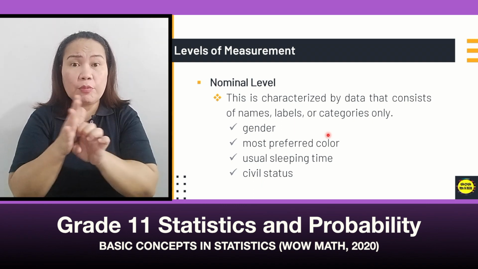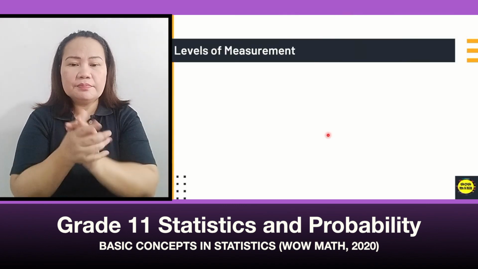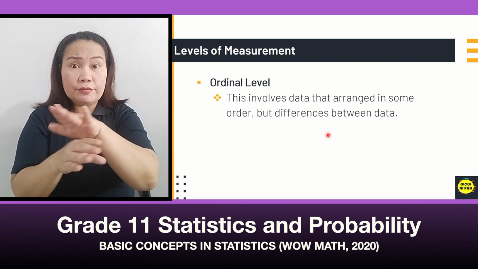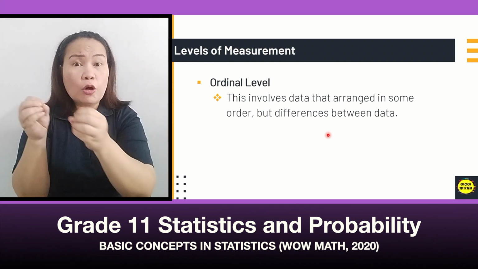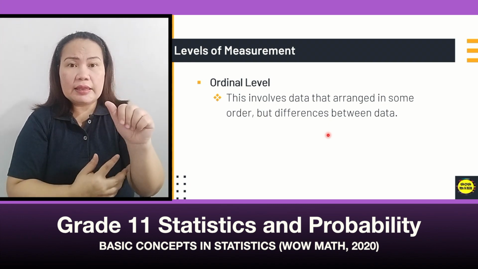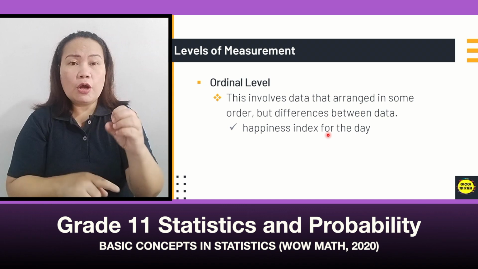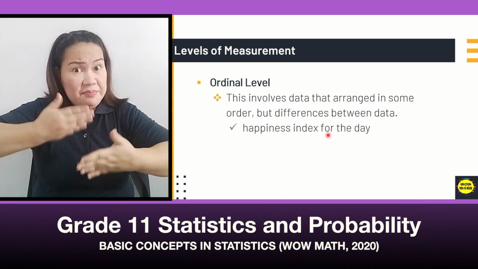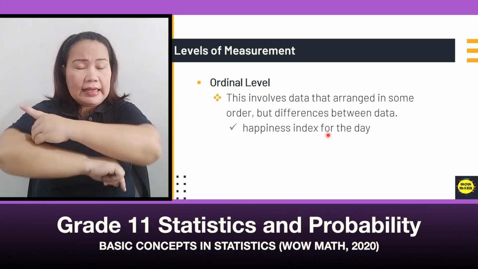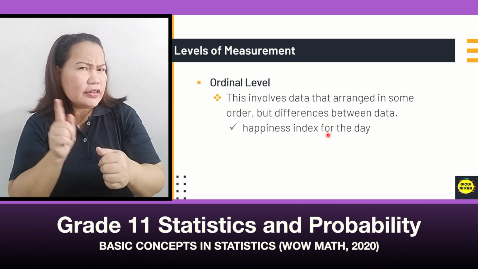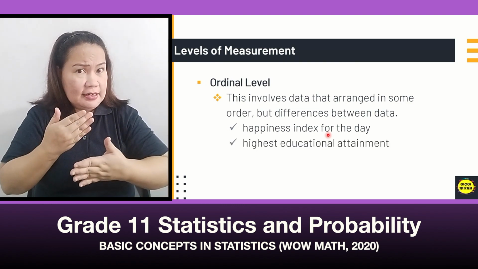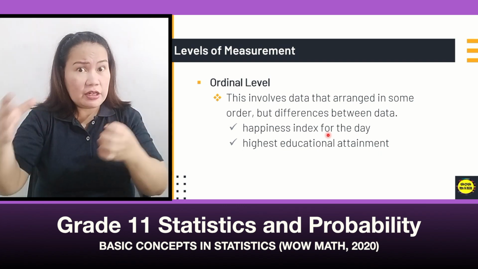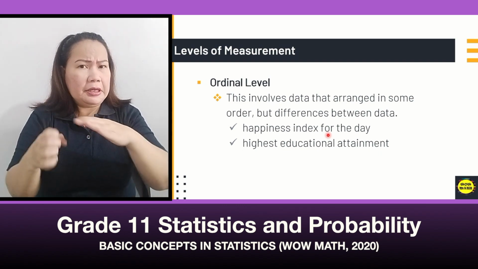Okay, another is the ordinal level. When we say ordinal level, this involves data that are arranged in some order but the differences between data are not meaningful. From the word order, for example, the happiness index for the day in a rate of 1 to 10. What is your happiness index for a particular day? Highest educational attainment. Pwedeng hanggang college degree or pwedeng high school lang or elementary lang.